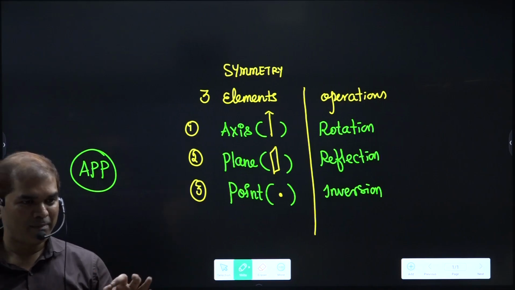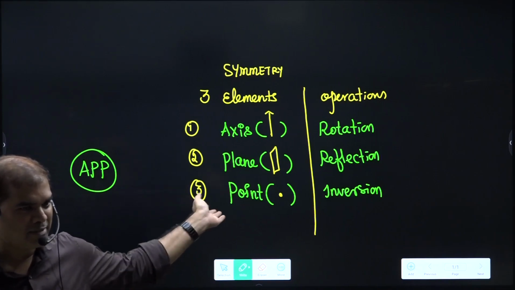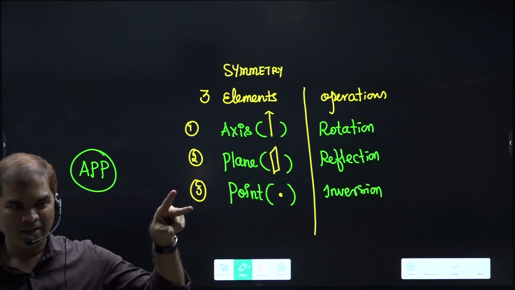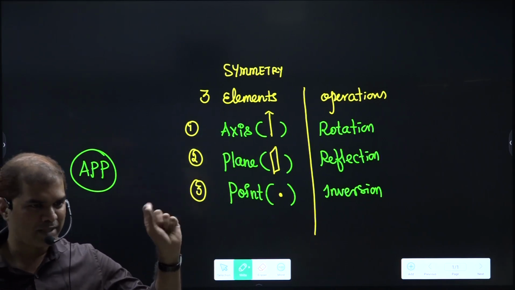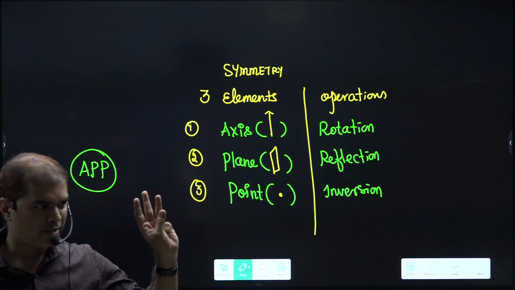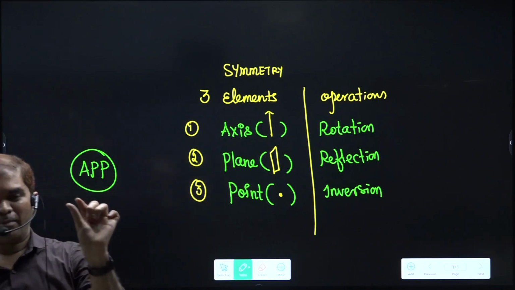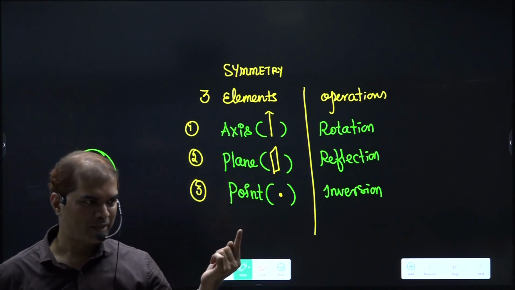You have a symmetry app. What is that app? Axis, plane, point. Just remember, app means axis, plane, point. By taking that symmetry element I can perform some operations.